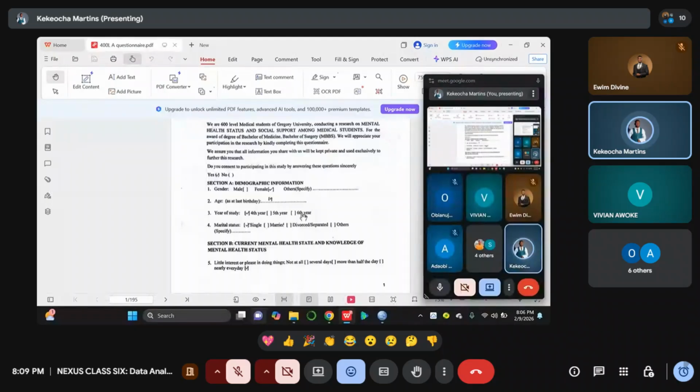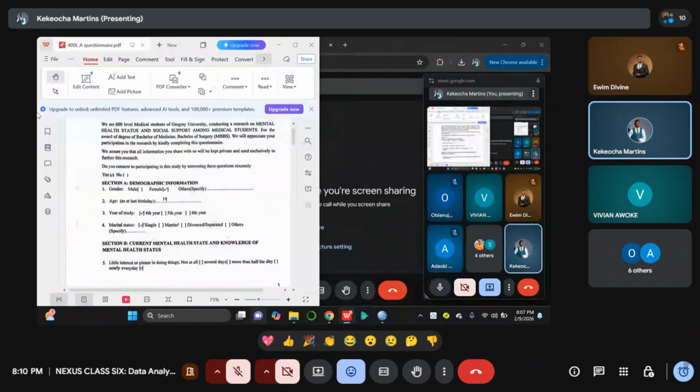Under these others, you have to specify. So you can still make a separate column for people that choose others. You put 3, then by the side, you specify their gender. Under age, you can just write 19. For year of study, we can make fourth year number 1, fifth year number 2, sixth year number 3. Looking at the questionnaire, you already know the number to put in. Same thing with marital status, single number 1, married number 2, as the case may be. So you keep on going that way.